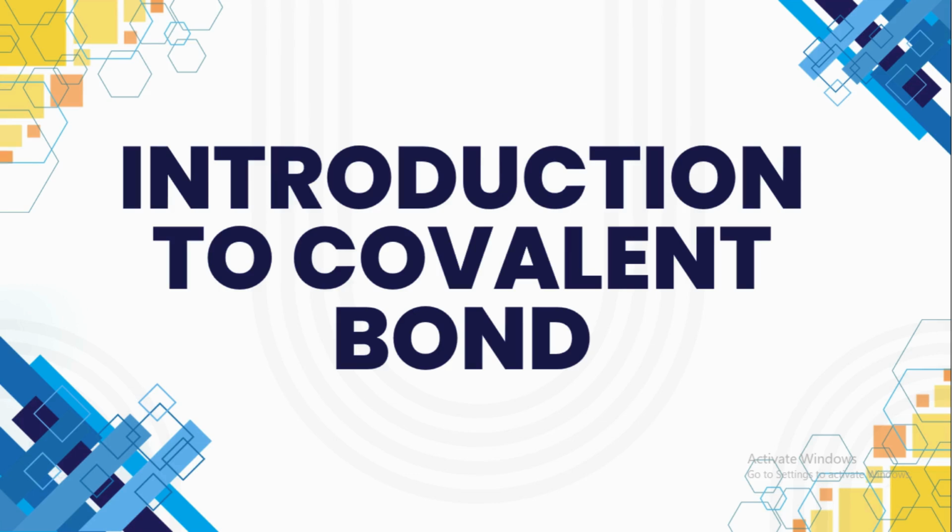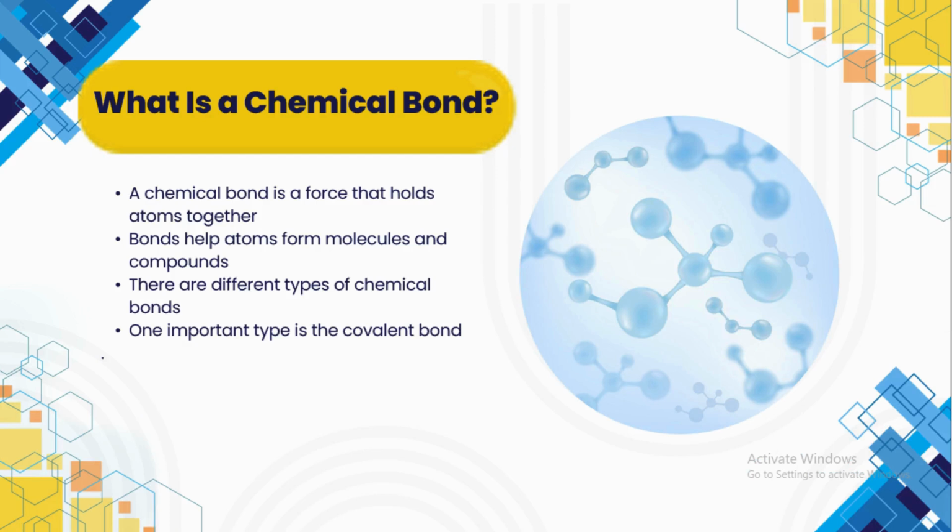So now we define what is the covalent bond. Basically, what is a chemical bond? A chemical bond is a force that holds the atoms together. The bonds help atoms form the molecules and the compounds. There are different types of chemical bonds. One important type is the covalent bond.